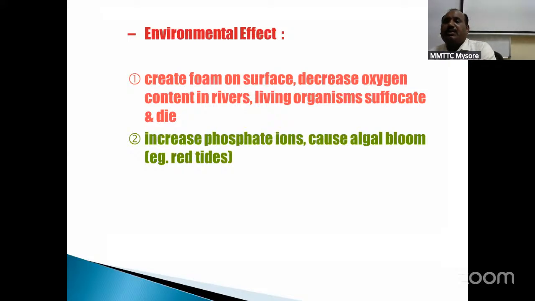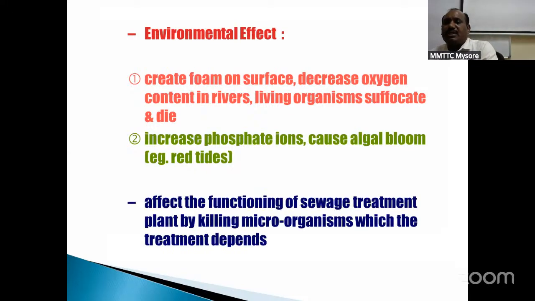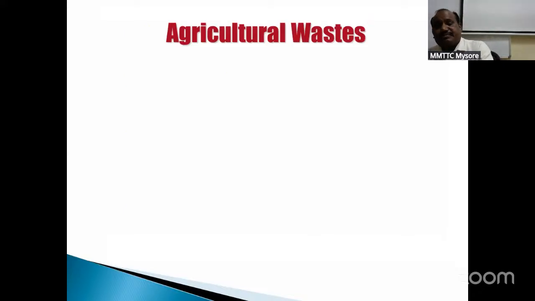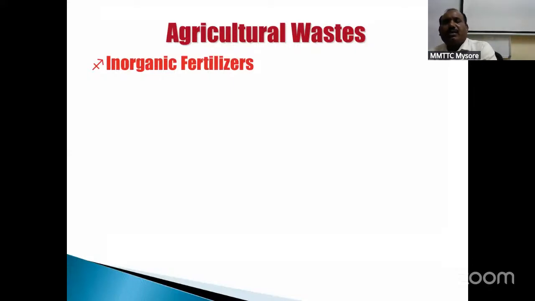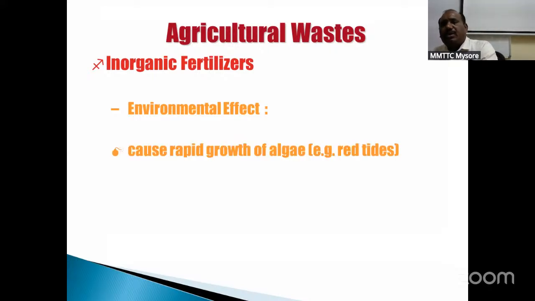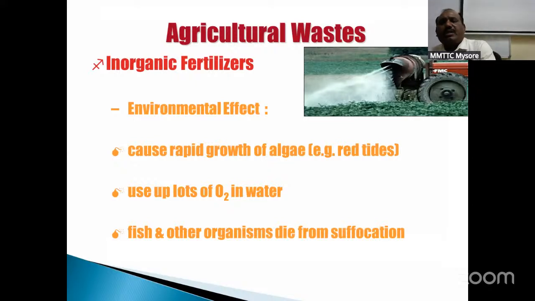Increasing phosphate ions cause algal blooms, and affect the functioning of sewage treatment plants by killing the microorganisms on which the treatment depends. Even in agriculture waste, inorganic fertilizers, all the synthetic fertilizers we are using for crops, affect the environment and cause rapid growth of algae. That is called the red tides. It uses up the oxygen in the water. Fish and other organisms die from suffocation, from using these inorganic pesticides on agriculture fields.